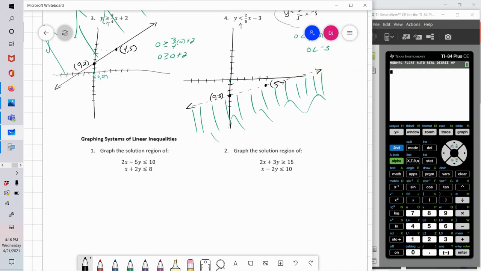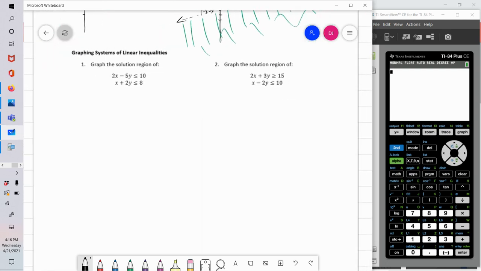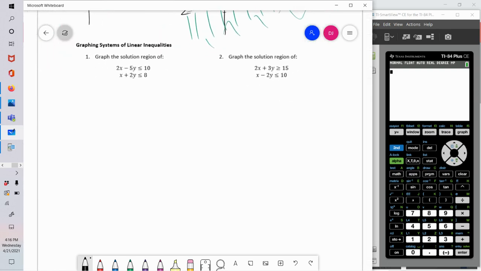Now we're going to move on. What if I have a system of inequalities? If you recall, we spent some time in a few previous videos talking about finding a solution to a system of equations. And we said that the solution to the system of equations was the point where the two lines intersect. Well, the solution to a system of linear inequalities is going to be the shaded region, the region where the two different shaded regions both intersect.